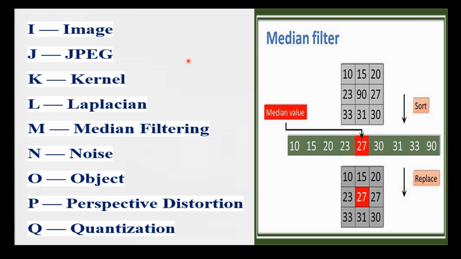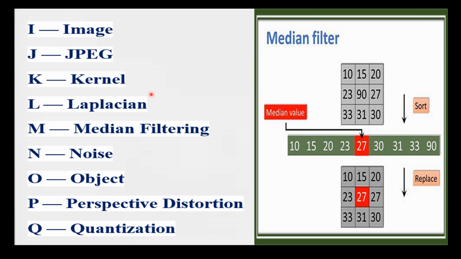Then comes the image, which is a two-dimensional representation of visual information, typically consisting of a grid of pixels. For example, a photograph of a cityscape is an image. Then comes JPEG, which is a popular image file format that uses lossy compression to reduce file size. JPEG files can be smaller than other image formats, but they may lose some image quality. Then it's kernel, which is a small matrix used in filtering techniques to apply a mathematical operation to a group of pixels. For example, a Gaussian kernel can be used to apply Gaussian blur to an image.